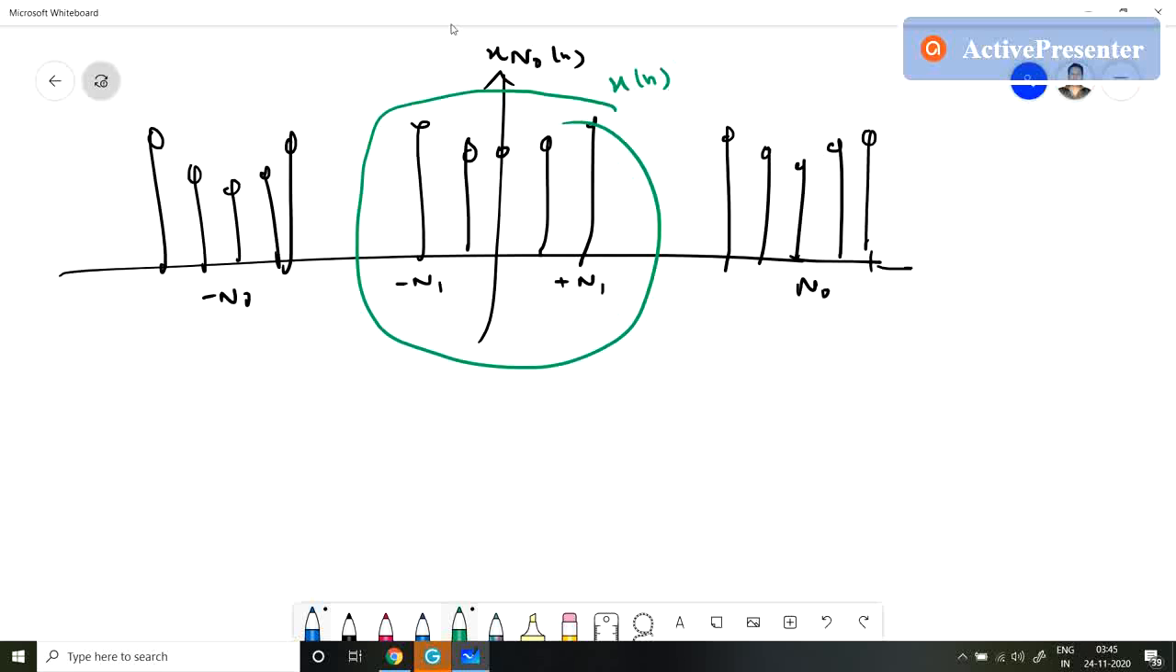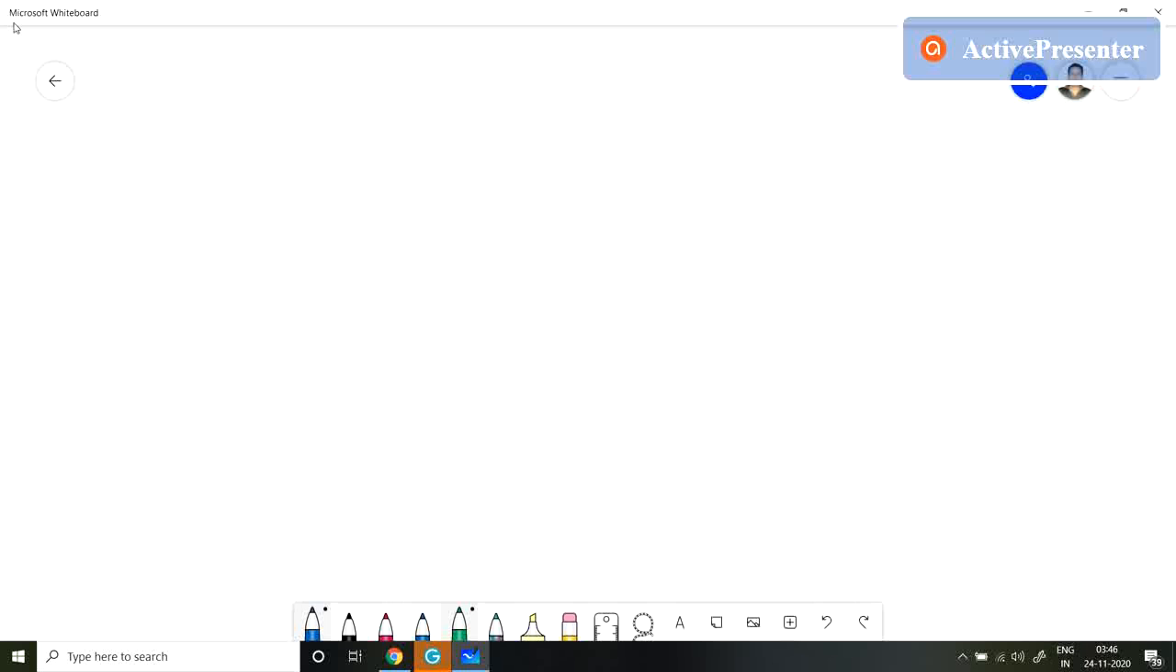So basically, if n naught tends to infinity, that is, if the fundamental period tends to infinity, then what will happen? If we apply the limit n naught tends to infinity, then only this xn will be there, because we don't know where infinity is. So the limit as n naught tends to infinity of x n naught n is equal to xn only.